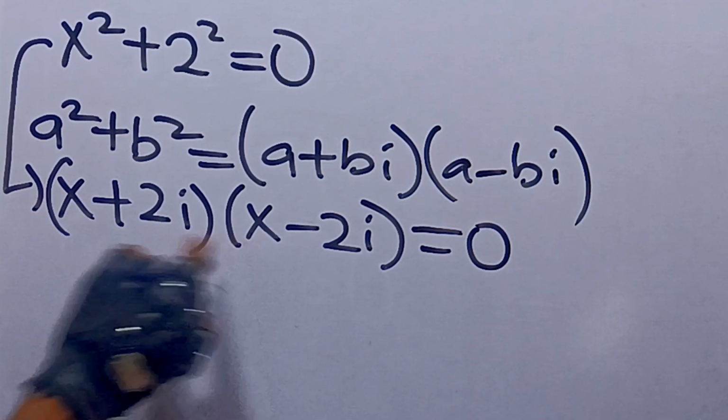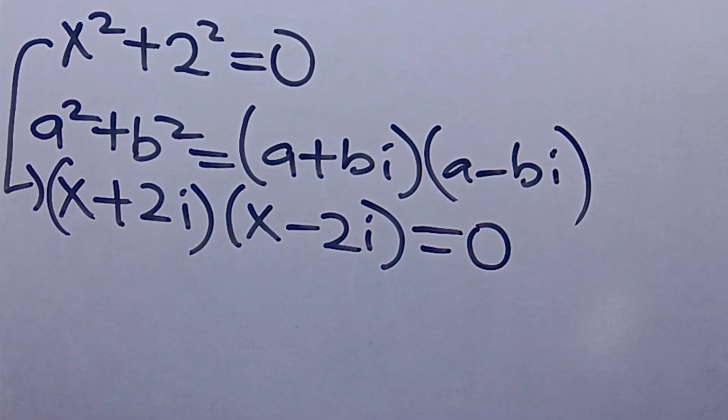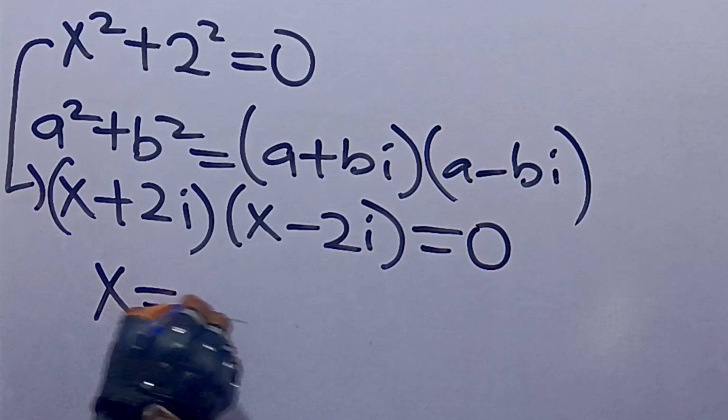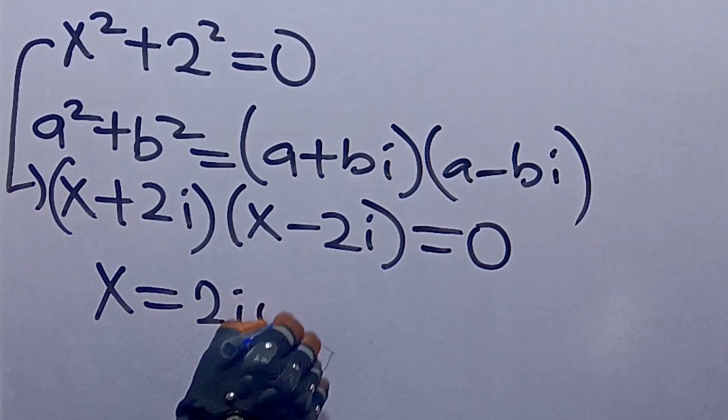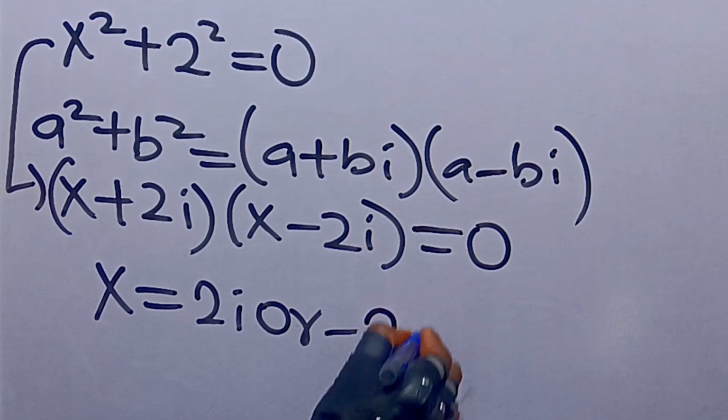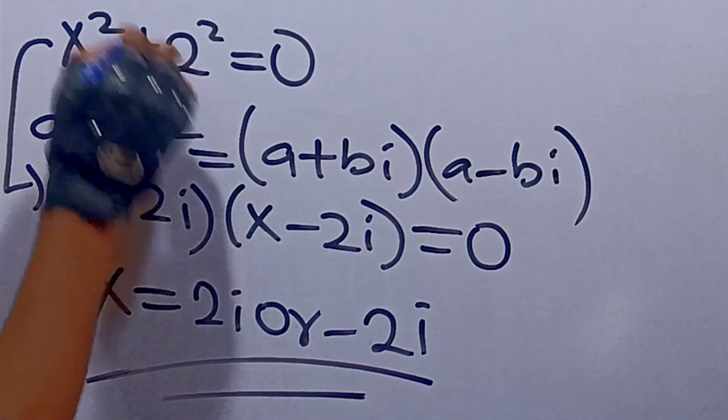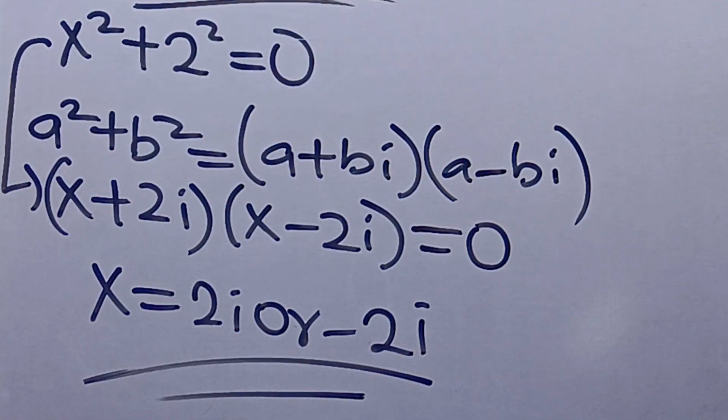When the product of things is equal to 0, it's either the first one is equal to 0 or the second one is equal to 0. So it's either x is equal to 2i or minus 2i. Okay? So these are the answers for x in this question.